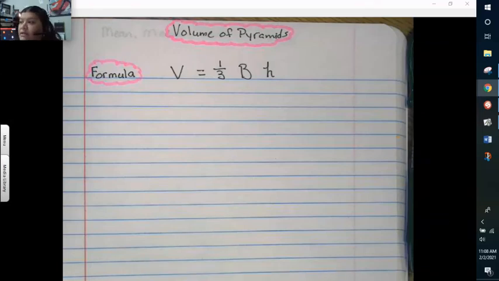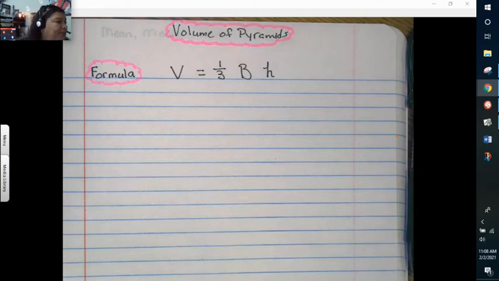Good morning. Today we are doing pyramids. I've got to draw pyramids. Okay, so I practiced, so we'll see how good it comes out. All right. Now, the volume of a pyramid is actually different than a prism.